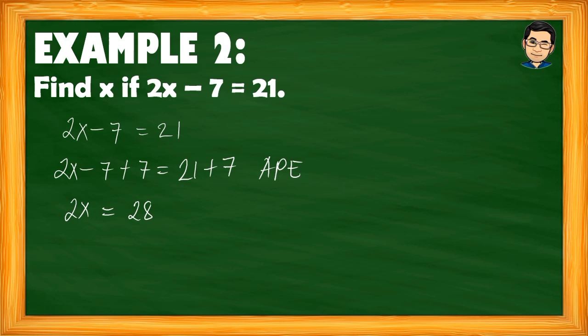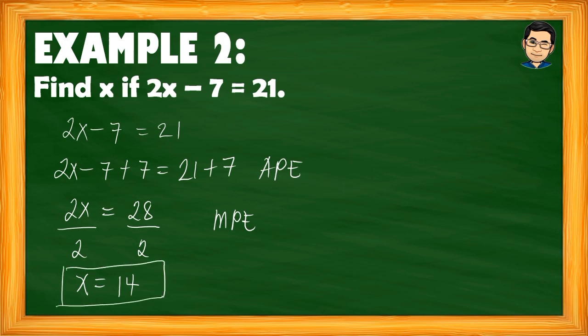And then, yung next step natin dito, multiplication property of equality. So, kailangan nating mag-multiply ng 1/2 para ma-eliminate po yung numerical coefficient ng x, which is 2. Okay. So, pwede rin namang i-divide natin both sides by 2. So, applying multiplication property of equality, x is equal to, the quotient of 28 and 2 is 14. So, x is equal to 14.